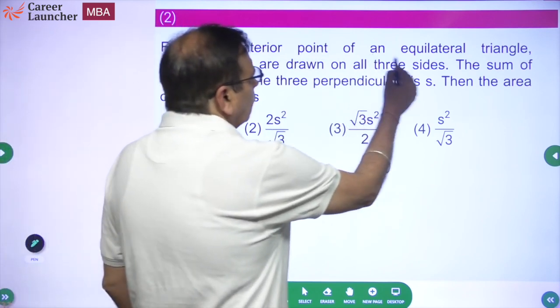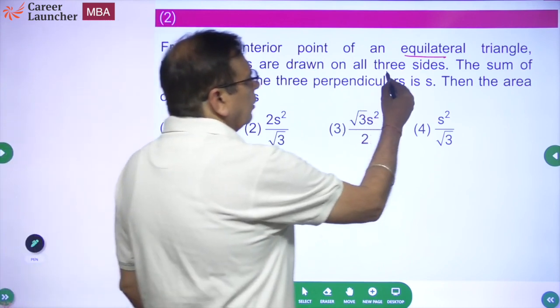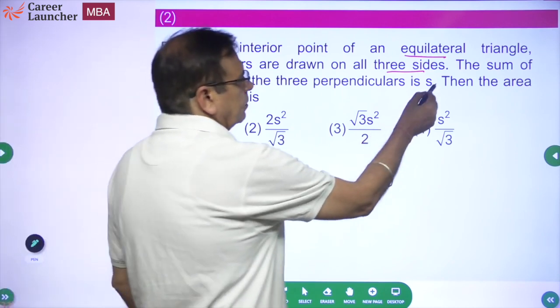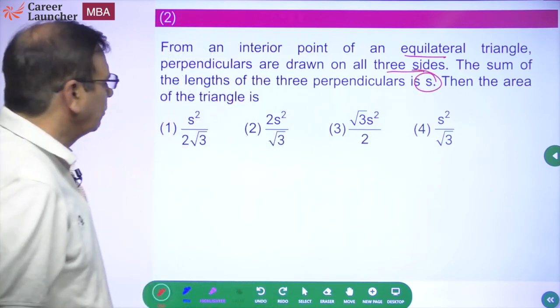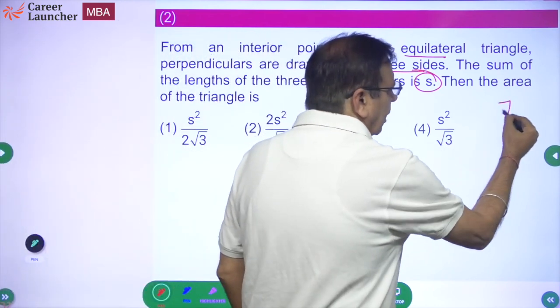Okay. Next question. From an interior point of an equilateral triangle, perpendiculars are drawn on all 3 sides. The sum of the lengths of the 3 perpendiculars is S. What is the area of the triangle? Jugaad. We will go by a Jugaad solution.